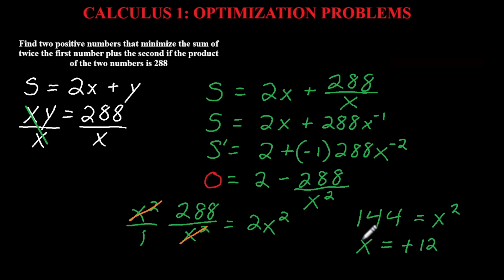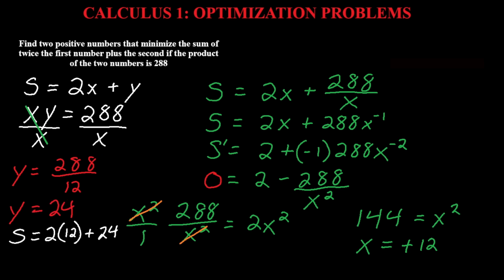Taking the x equals 12 and plugging it into this equation over here, what I get is y equals 288 divided by 12. So y must be equal to 24. So now knowing the two numbers, I can substitute the 12 for x, and then I get 24 plus 24, so the sum must be 48.